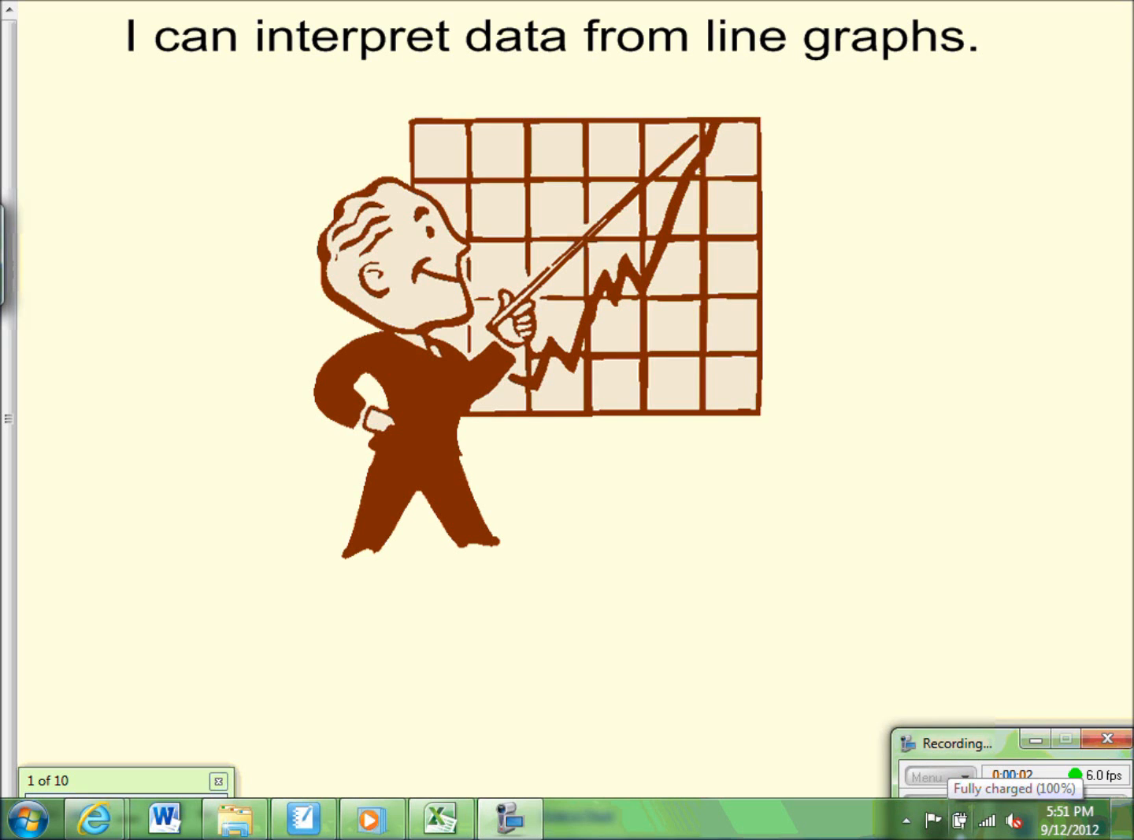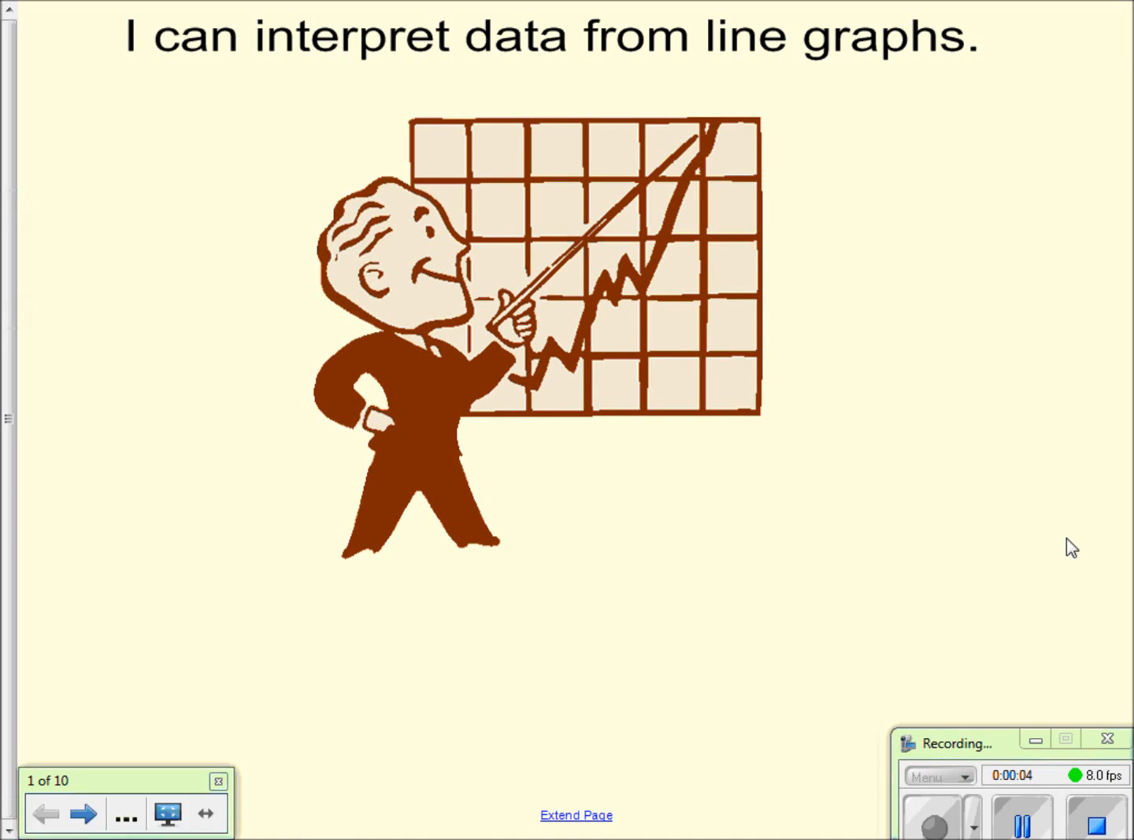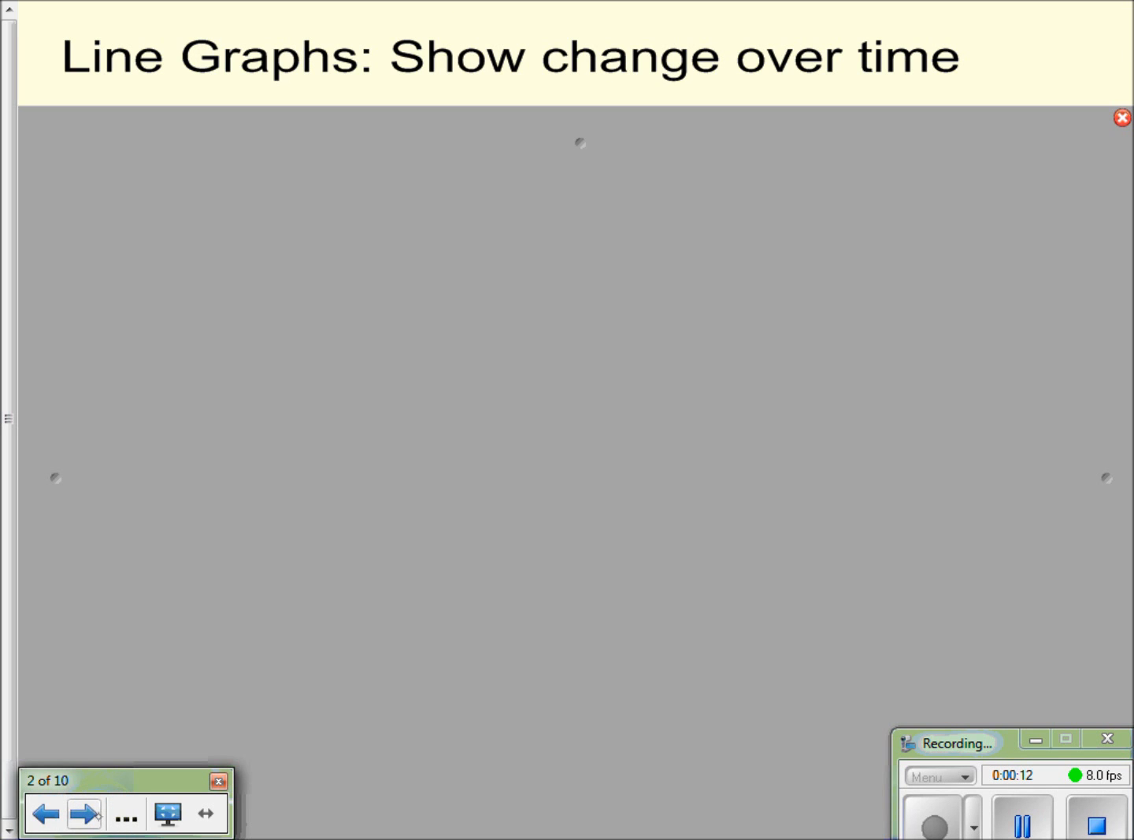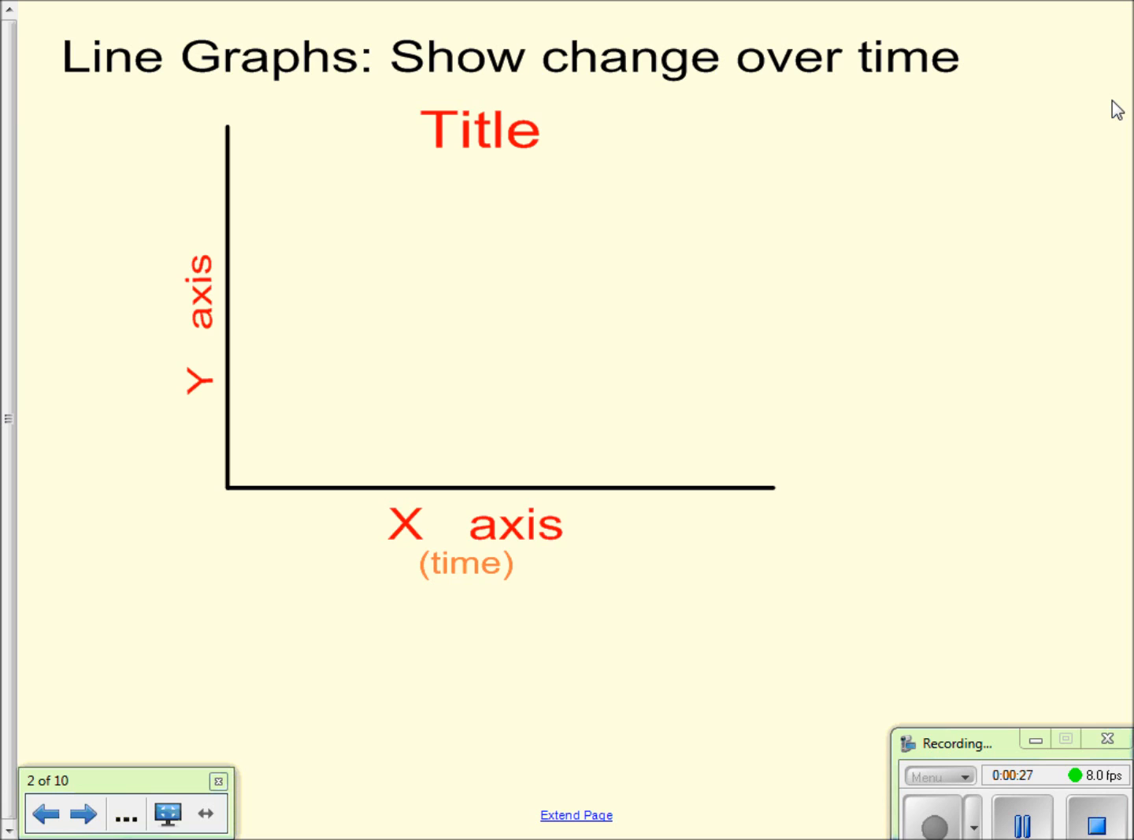Today we're talking about line graphs. Our objective is I can interpret data from line graphs. Our definition for a line graph is it shows change over time. And we use line graphs to show change over time and also show trend, what's happening over a period of time. So we look at how a line graph is set up.